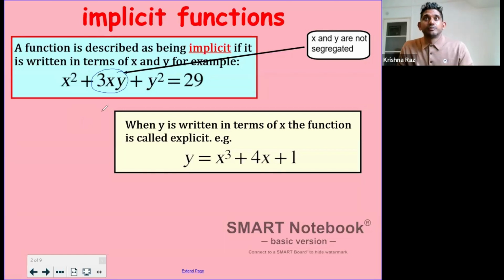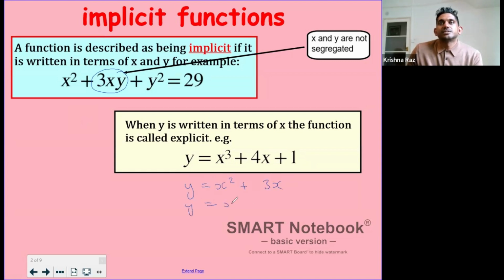They're not separated. So an explicit function is the one we've got below where we have y equals x cubed plus 4x plus 1, or something like y equals x squared plus 3x, or y equals x plus 4. Whenever it's y equals and then something in terms of x, that would be explicitly stated in terms of x. And the example at the top is mixed up, hence it's implicitly defined. So it's the differentiation of this type of function that we'll be looking at.